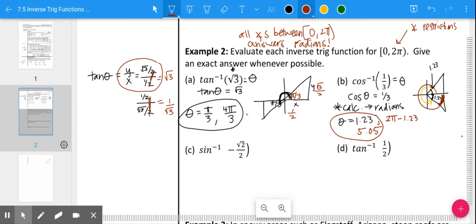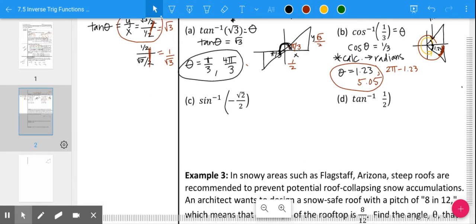Okay, let's try another one. Sine inverse of negative root 2 halves. Sine is negative in 2 quadrants. Which 2 quadrants is sine negative in? Go ahead and choose that in the Ed puzzle.